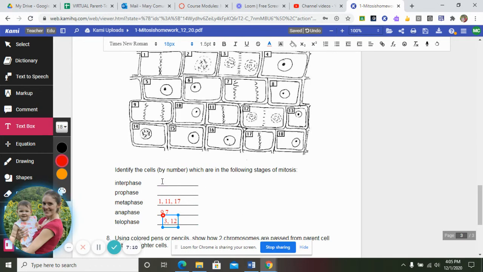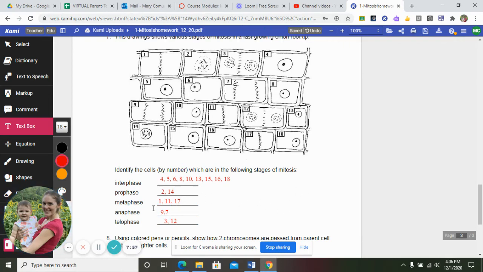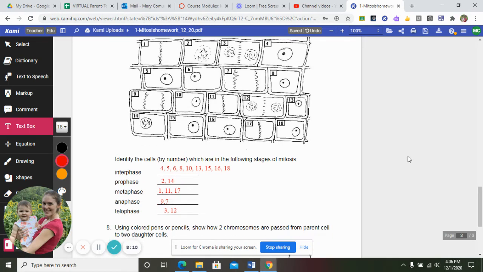Okay. So interphase is where you can't really see what's going on. Prophase is where you can start to see those individual chromosomes. So I can't really see what's going on in number 4. All I see is the nucleus. The nucleolus has not broken down yet. So 4 is going to be interphase, along with 5, 6, 8, 10, 13, 15, 16, and 18. And the majority of your cells, if you were to look at any given specimen, you would find that the majority of them are actually in interphase. Prophase, we got cell 2 and 14. I think I got them all accounted for now. Let's see, I could count 1 through 18. All right, we're good.